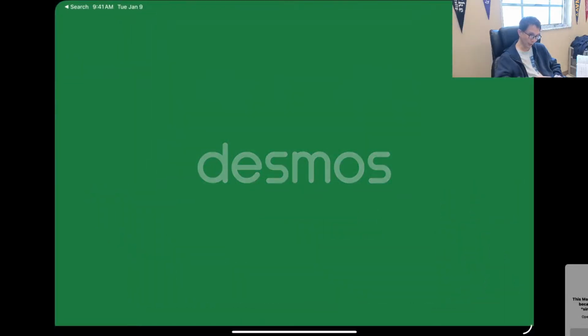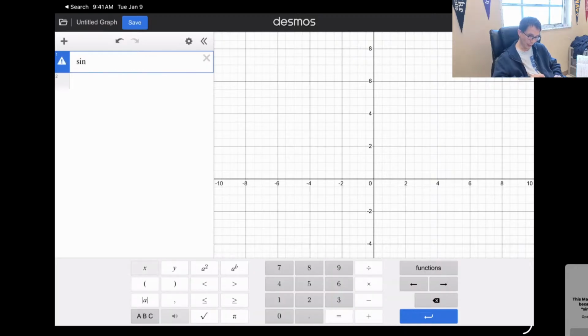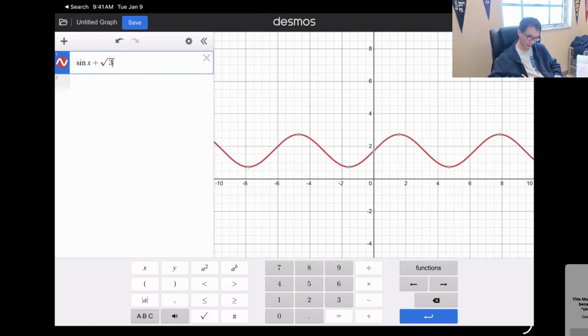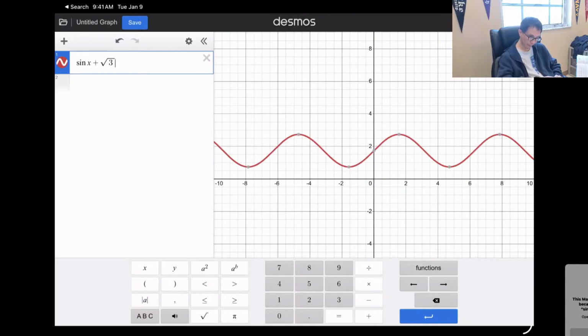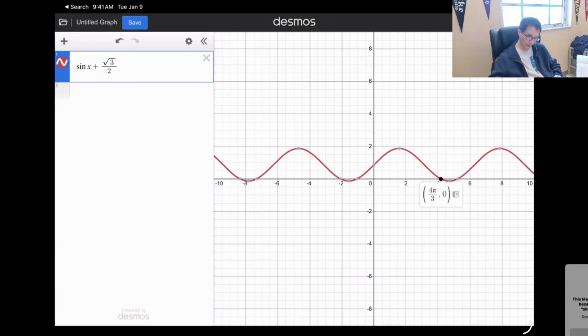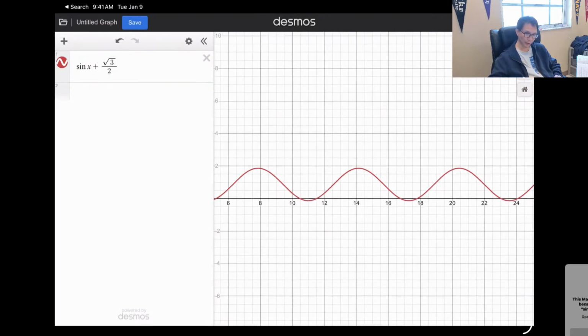Guys, pay attention. Know how to use decimals because you're going to have to check your answer today. Sine of x is plus root 3 over 2. Do you see this answer? 4 pi over 3, 5 pi over 3. Do you see where they cross the x-axis? Do you see that they cross more, 10 pi over 3 and 11 pi over 3? Do you see they intersect more after that?